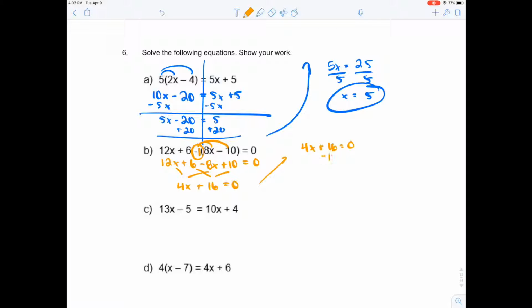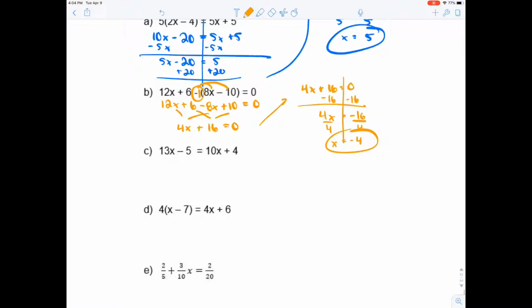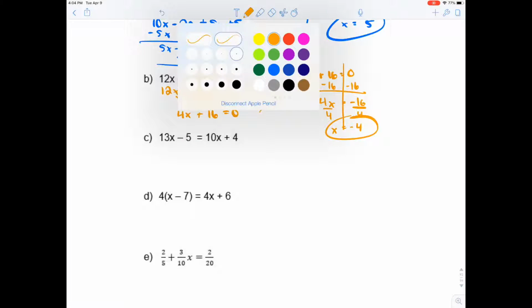Again, we're isolating the variable here. So I'm going to subtract 16 from both sides. And now I have 4x is equal to -16. Divide both sides by 4. So x is equal to -4. There we go. Let's keep going.